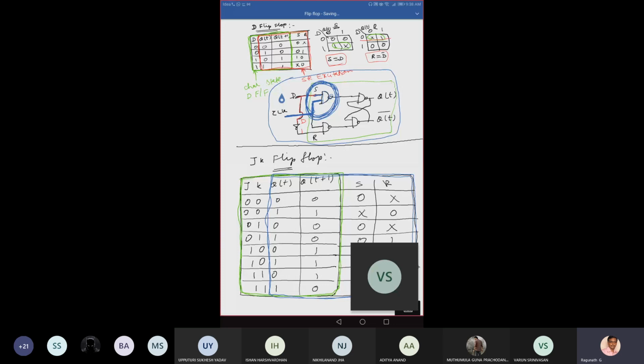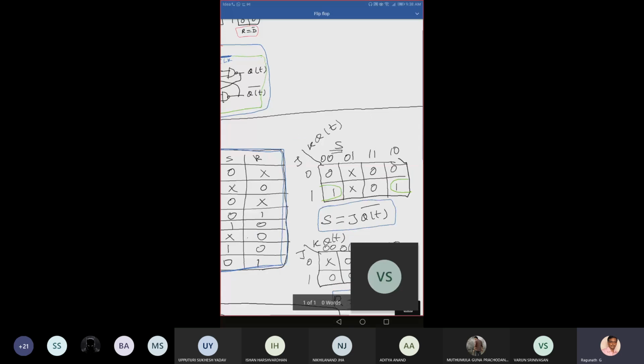So what is the output of this NAND gate? S dot clock, whole bar. Am I correct? Yes or no? Yes, sir. Okay. Now we come to this here.